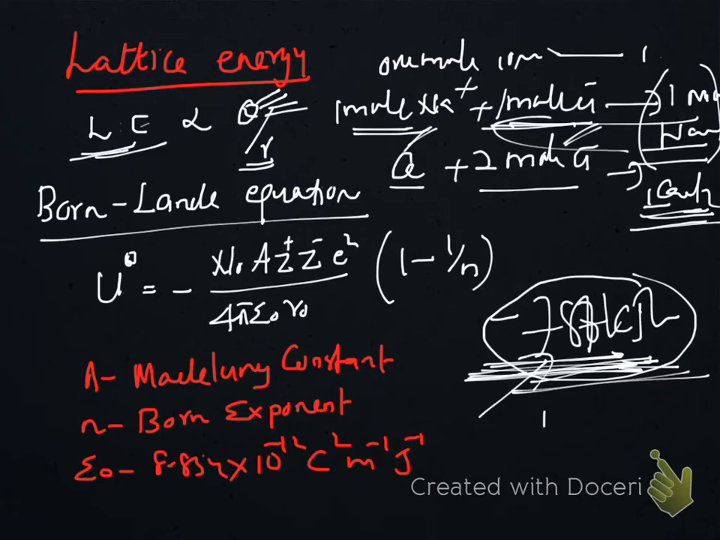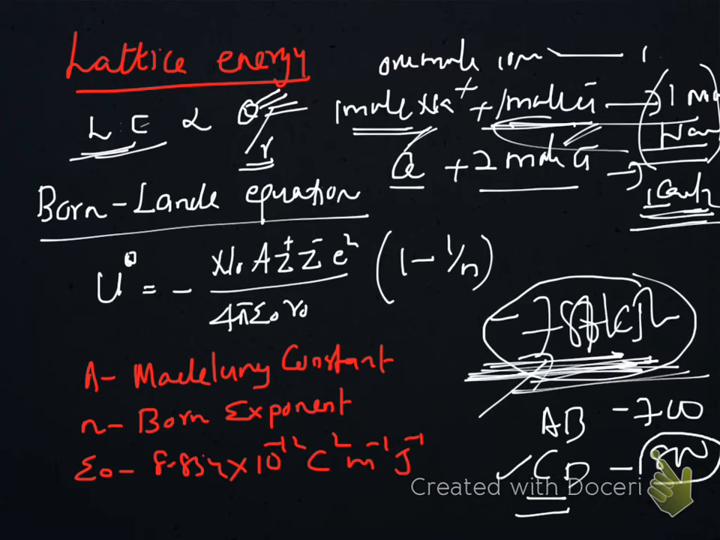You have two ionic compounds, AB and CD. The lattice energy of AB is 700 and of CD it is 800. Which is more stable? CD is more stable. Why is it so? During the formation of CD, 800 kilojoule of energy is released, but here only 700. To separate AB, we have to supply 700 kilojoule, but to separate CD, we have to give more energy. That means CD is more stable.